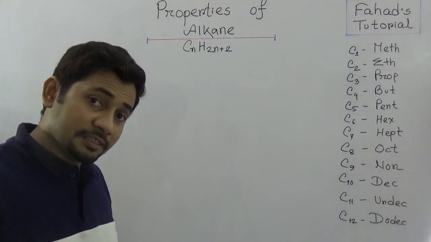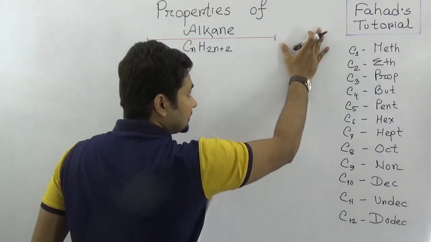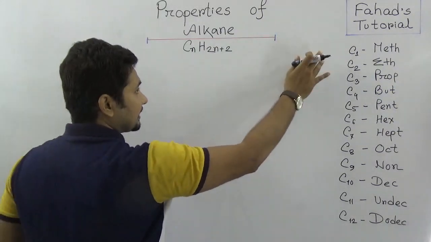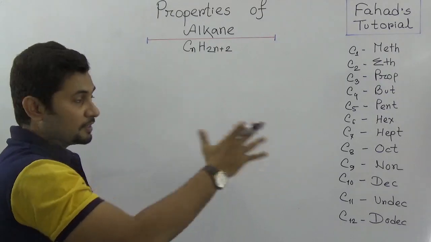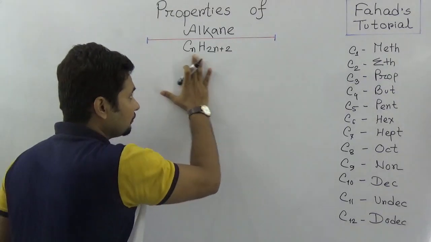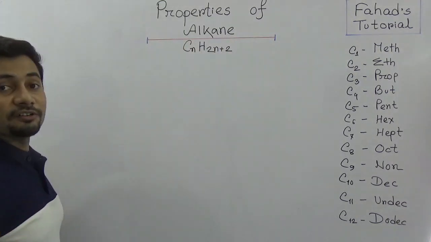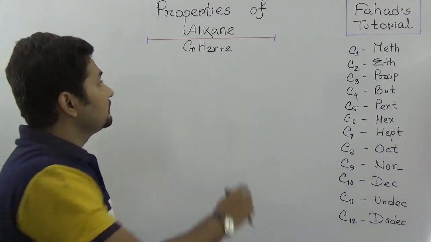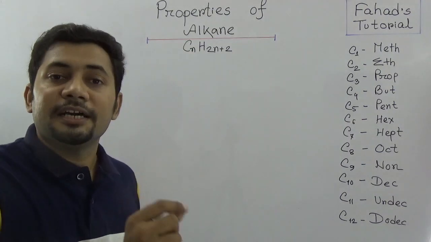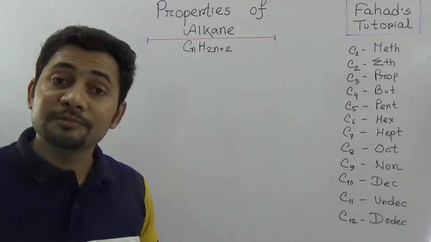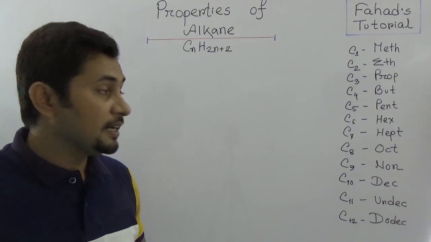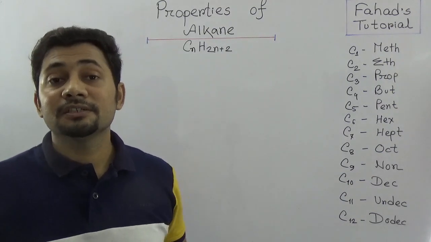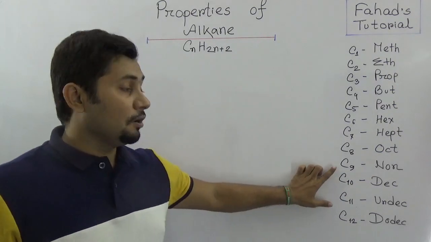And of course in my previous lectures I explained that the physical properties of alkanes depend on the number of carbon. I'm going to explain it later on, but before that I hope you know the general formula of alkane is CnH2n+2. So if there are 5 carbons, then hydrogen should be 12. So the formula is C5H12, that is pentane. If there are 8 carbons, hydrogen would be 18, and that is octane.